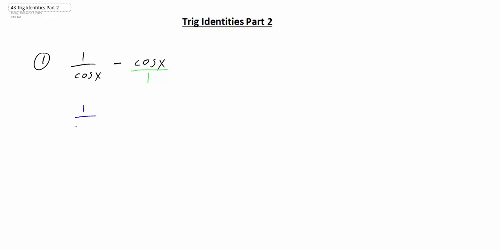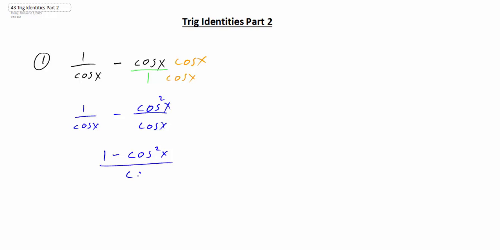So this would remain 1 over the cosine of x. And if we multiply here by the cosine of x on the bottom, we would multiply the top. So therefore, we would get cosine squared x, because once again, we want to get a common denominator. So therefore, we have cosine x. So we would have 1 minus the cosine squared x over the common denominator cosine of x.